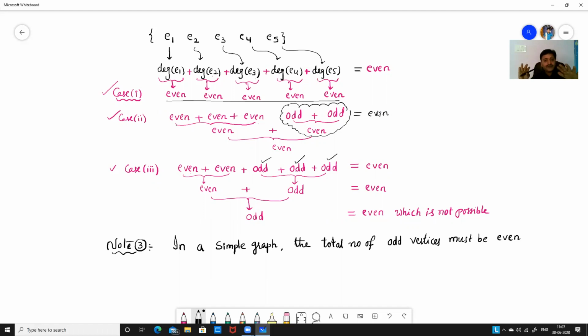Suppose you have 3 odd vertices, it is not valid. If you have 4 odd vertices, it is valid because 4 is even. The total number of odd vertices must be even. I can accept 2, which is even. I can accept 4. I can accept 6. And so on, anything of the form 2n I can accept. So in a simple graph, the total number of odd vertices must be even. This is the most important point you have to remember.